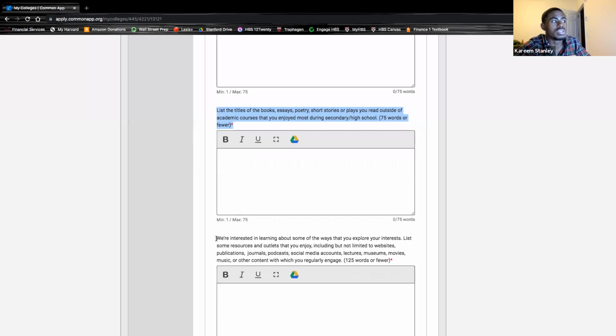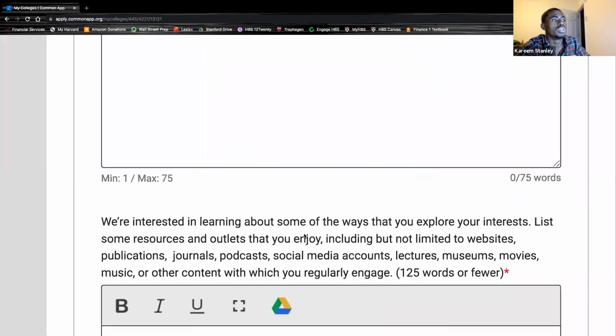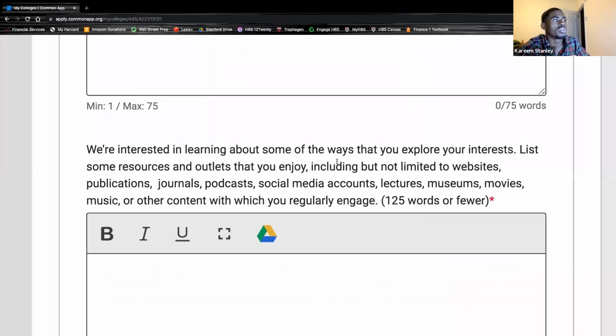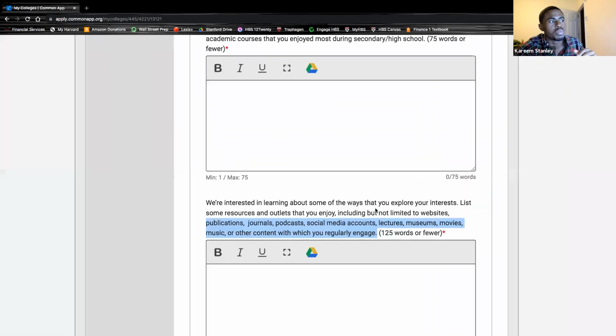We're interested in learning about some of the ways that you explore your interests. List some other publications, journals, podcasts, very, very reading heavy. So that's just something that's unique to Columbia and something you should know about the school, and you should know going in when you're doing your supplemental materials for it.